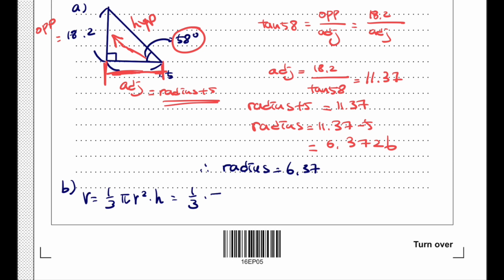We do know that 1/3 times pi, the r value is 6.3726 squared. We're going to use the value before we round it up, okay? And times the height, which is the 20. Then we get our value 850.540. And since we have to leave our answers in specific, the answer will be 851.